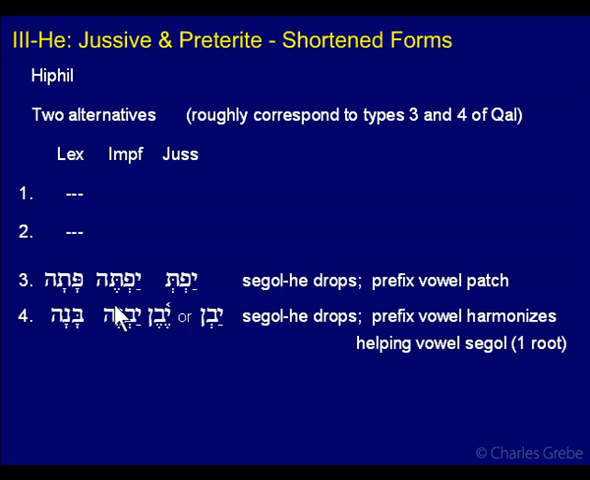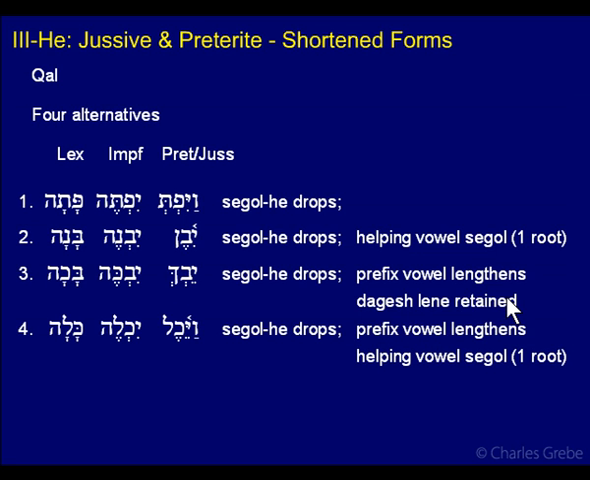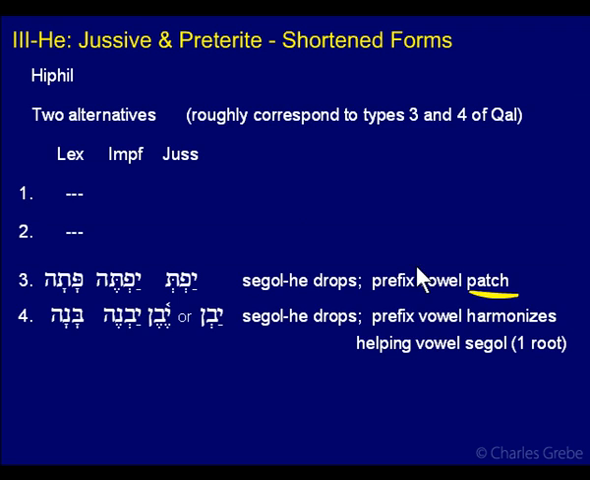So what do we have? Well, pata becomes yafke, and the segol hay can drop, and the prefix vowel here is a patach. I guess maybe this is more like type 1. Anyway, not a big difference between type 1 and type 3. So you have the prefix vowel patach. Another possibility is with a word like bana, which means to build. In the imperfect, it's yavne. The segol hay drops.